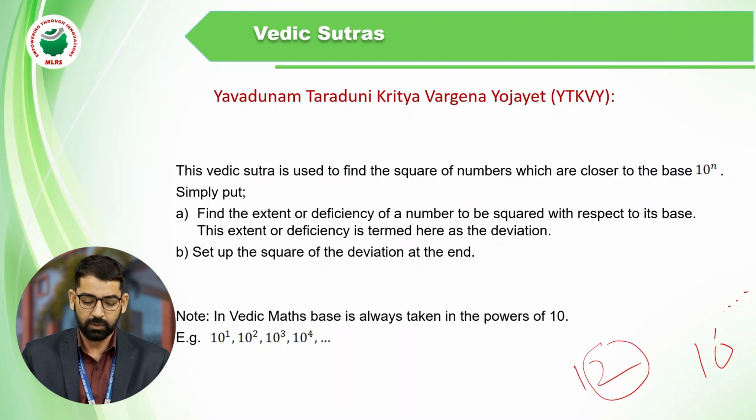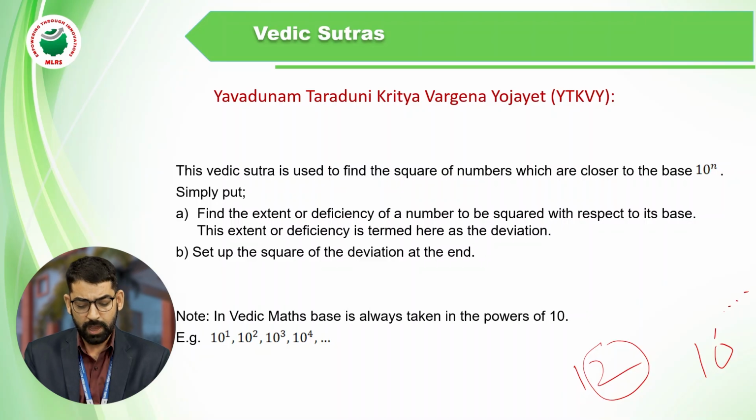But first understand that when we have to find the square of any number, first we take the base, which is in terms of powers of 10. And second thing, we take the deficiency of the number, which is how much units it is increasing or decreasing from the given base. So in this example, as we have taken the example of 12, 12 is 2 units more than the base 10. So the base in this case is 10 and 12 is 2 units more, or we can say the deviation is 2.